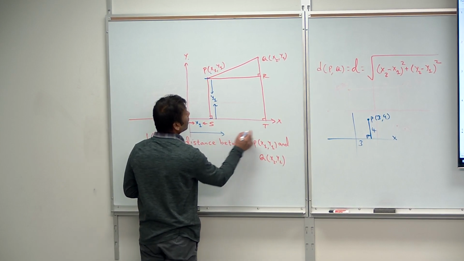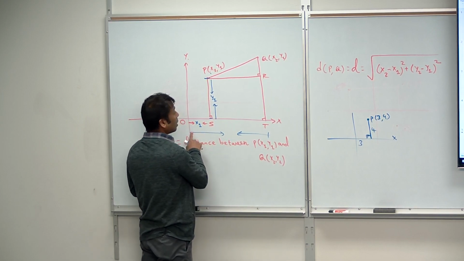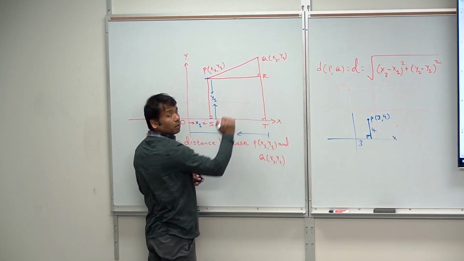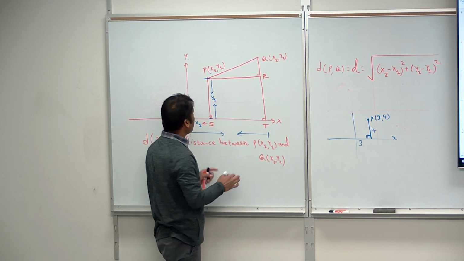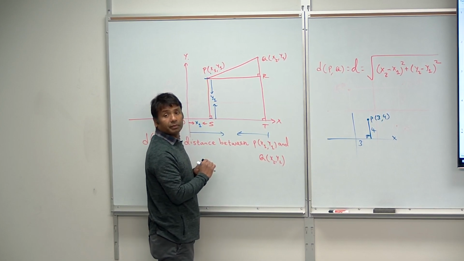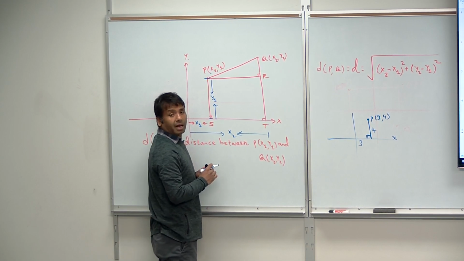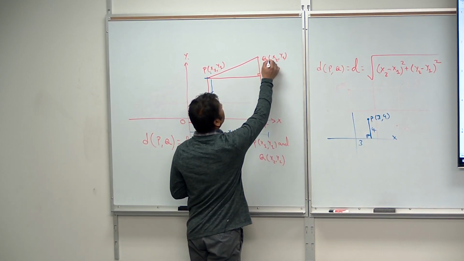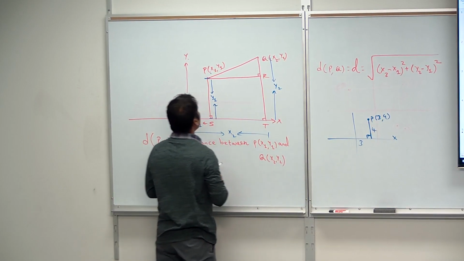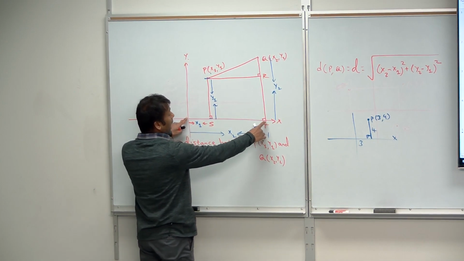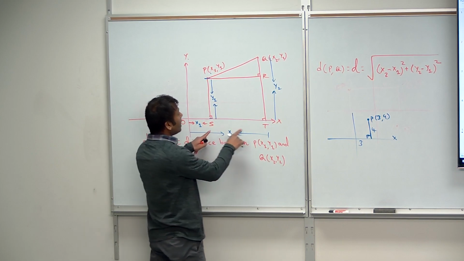I'm trying to find out OT. So what is the coordinate of the point Q? x2, y2, is that right? So what is OT? X2, exactly. And what is QT? Y2, exactly. QT is y2. So now, look here. OT is x2, OS is x1. So what is ST?